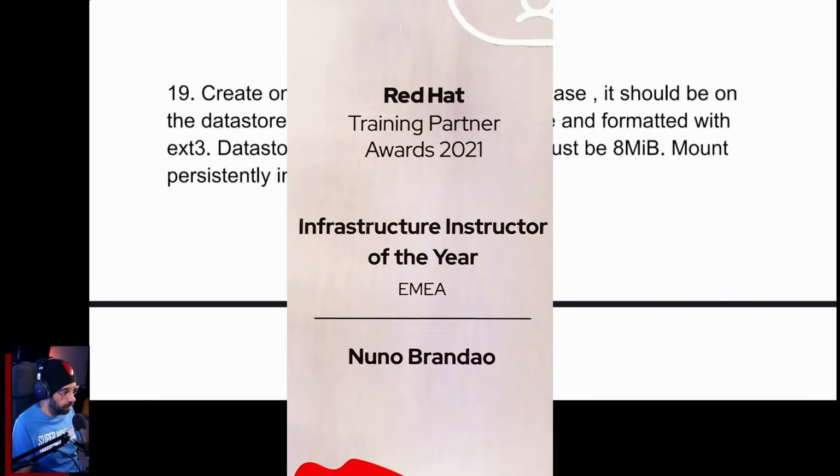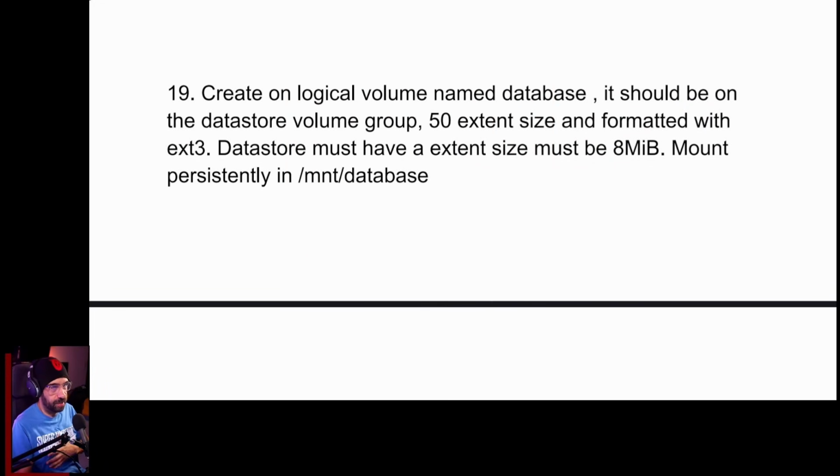Let's go. So question 19, or task 19, call it what you want. Create a logical volume named database. I also have many views about logical volumes, go and check it out. Create a logical volume called database. It should be on the datastore volume group, 50 extents in size, formatted with ext3. The datastore must have an extent size of 8 megabytes.